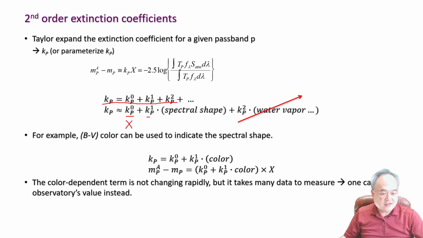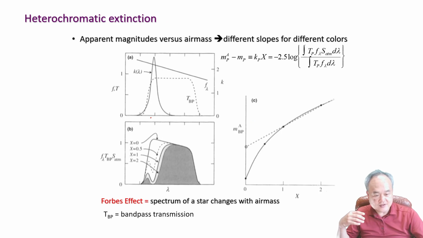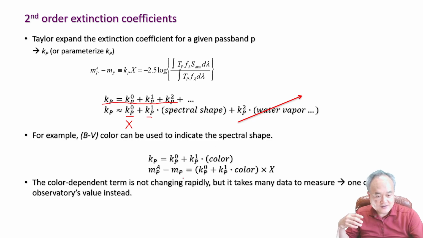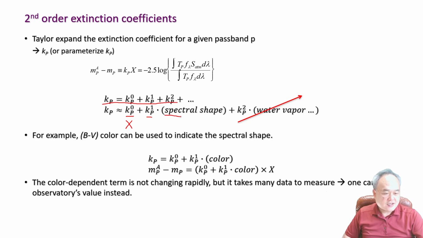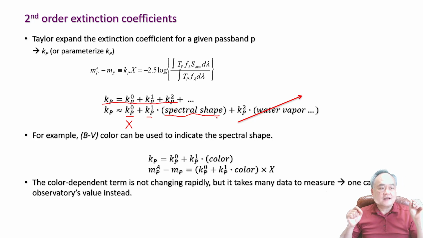The second term is the most dominant next term, because of the previous understanding of this Forbes effect. The second order term is dependent on the spectral shape of your source, meaning imagine this: the blue star seen through the shortest path length, which is right above your head, around the zenith angle of 0, versus that blue star seen near the horizon.